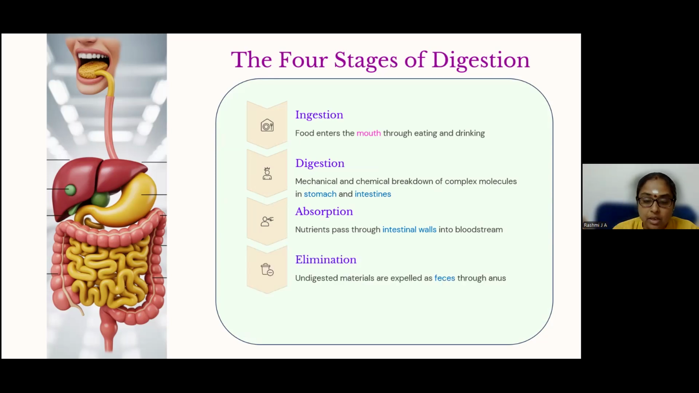Then we have elimination, which happens mainly due to the last part of the large intestine, that is the fecal matter. It goes out of the body through the anus. Now the entire journey takes from 24 to 72 hours, depending upon the food consumed and the individual's metabolism.